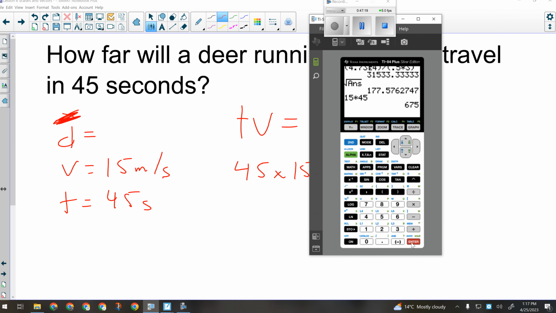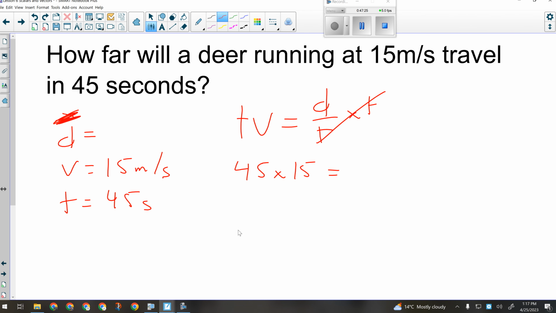So this deer is going to run 675 meters in 45 seconds. How did I know my units would be meters? It's in the speed. That's usually what we measure distance in. It's either going to be meters or centimeters or kilometers or something with meters on it.